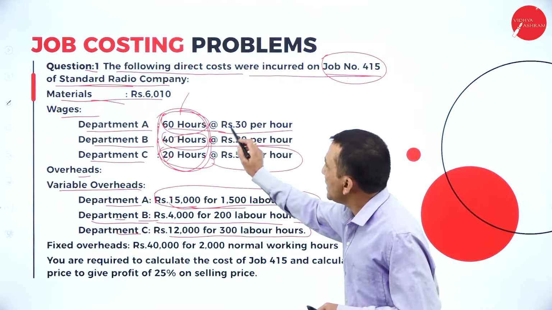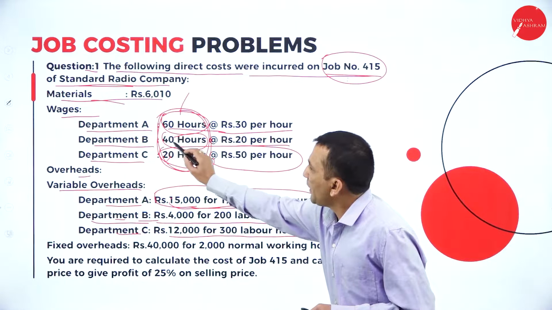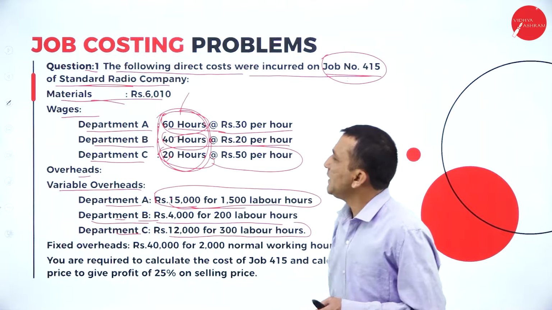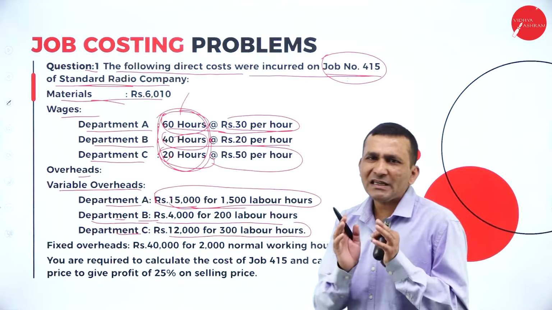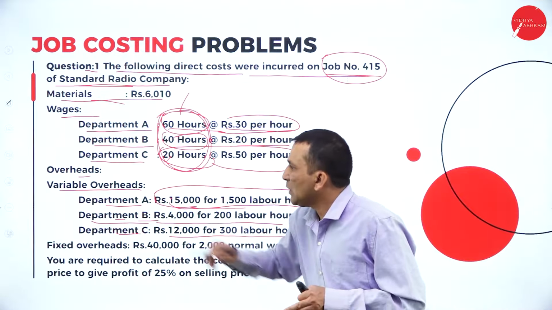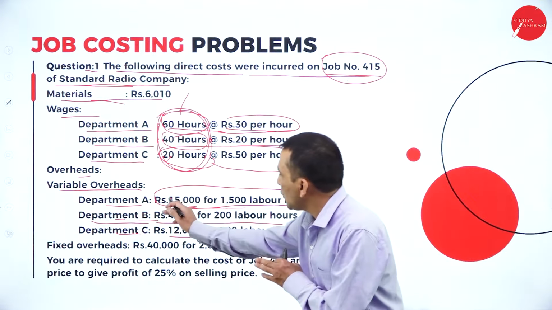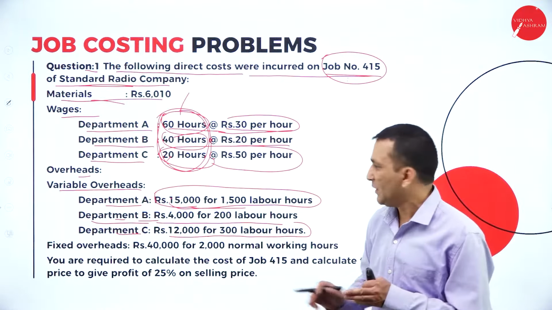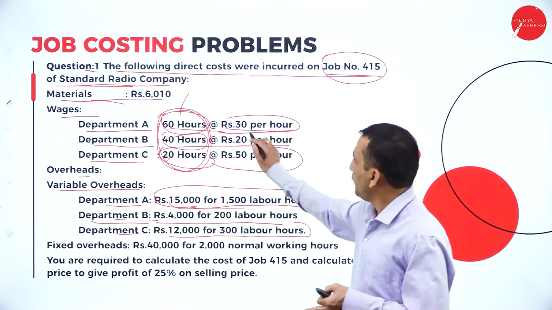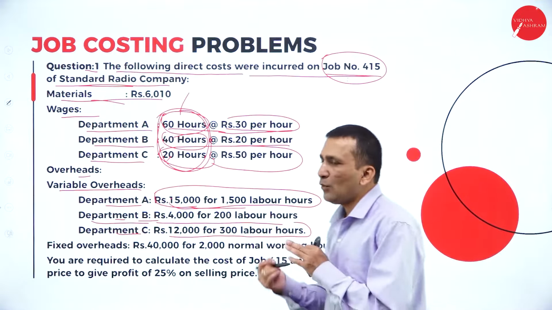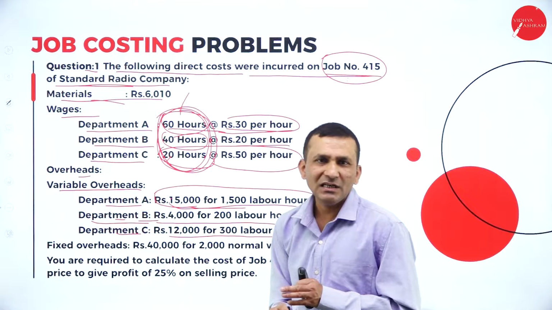In this case the normal hours given are 60 for department A, 40 for department B and 20 hours for department C. Here also the rate is given clearly, but in the variable overheads the rate is missing. For that reason the information is given in the question. If you divide 15,000 by 1,500, you will easily get the rate. Then apply it to the normal working hours, which are clearly given.